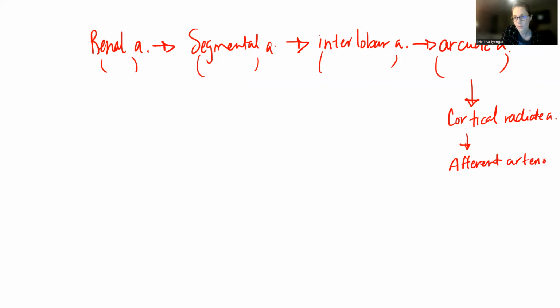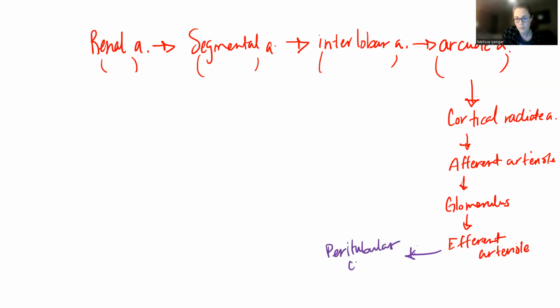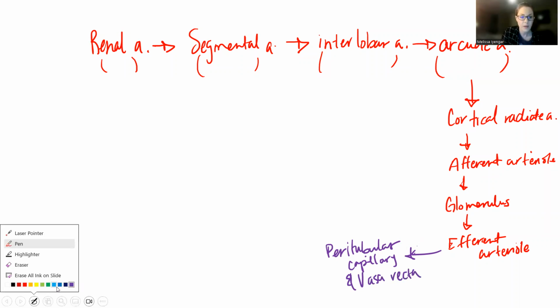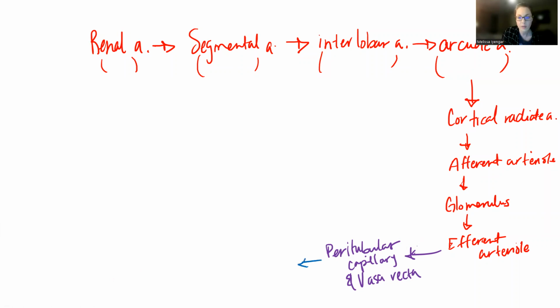arteriole, which branches into the glomerulus, which branches into the efferent arteriole, that is then going to become the peritubular capillary and the vasa recta. But remember, the vasa recta is only in juxtamedullary nephrons. And then essentially what you should see is that becomes the cortical radiate vein.